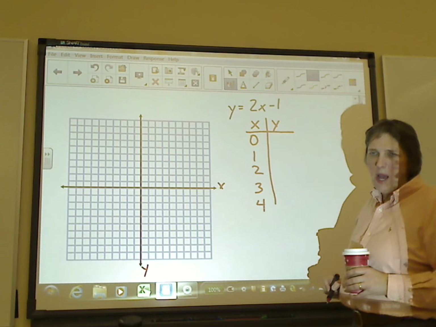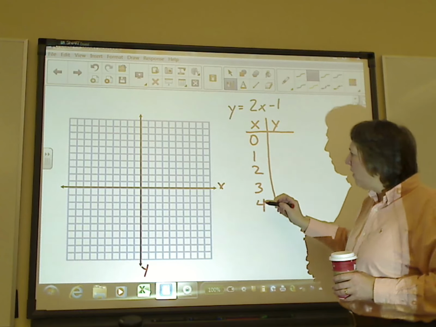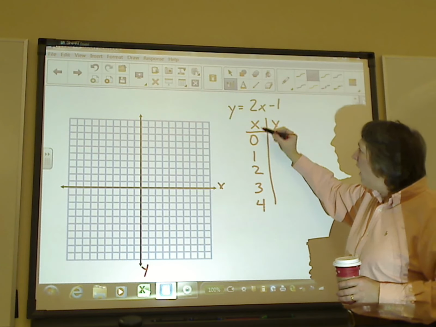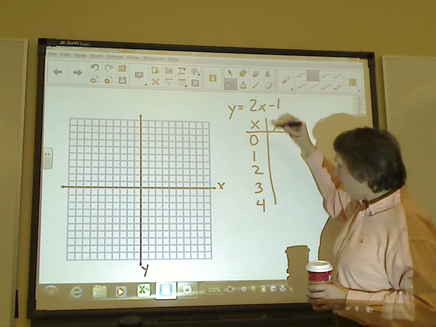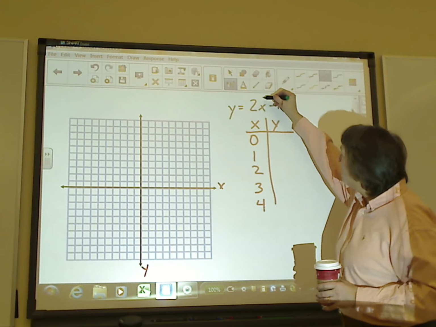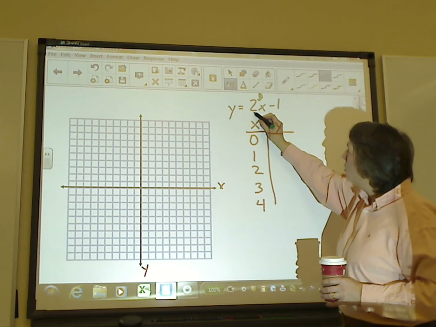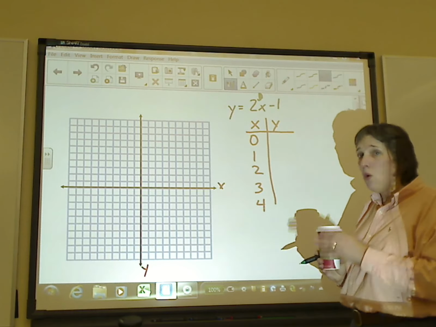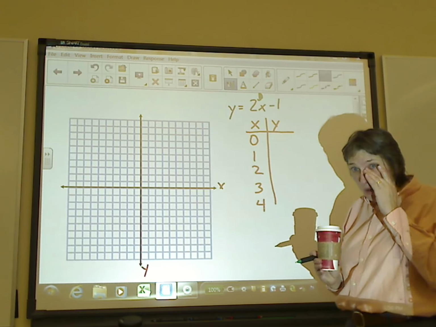Well, what is y? I can plug in values for x, and then I have to go, well, if x is 0, and you can do this part in your head, 2 times 0 is 0, and 0 minus 1 is negative 1.